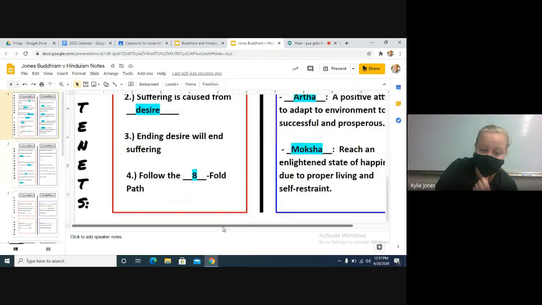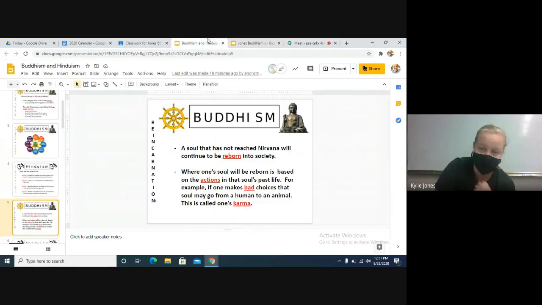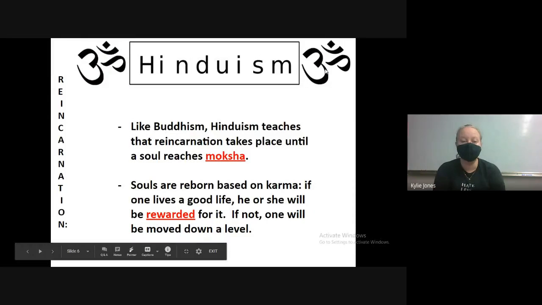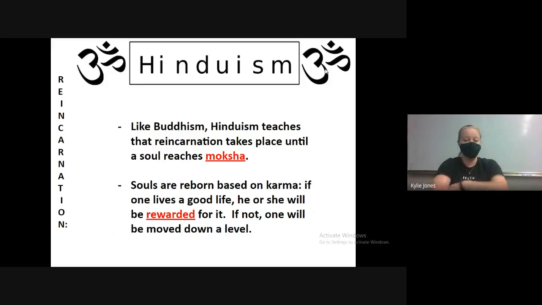This one is Hinduism again. Hinduism. So just like Buddhism, Hinduism teaches that reincarnation, so being reborn, takes place until the soul reaches moksha. So basically exactly how Buddhists are reborn until they reach nirvana, Hindus will be reborn until they make it to moksha. So it's the same concept. Souls are reborn based on karma as well. So if you live a good life, you will be rewarded for it. And if you do not, you will move down.